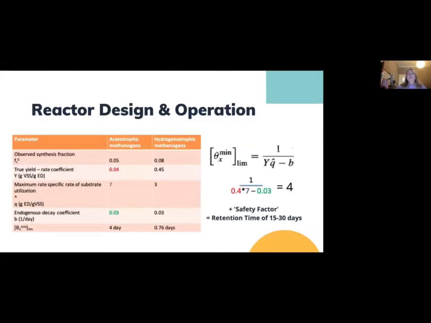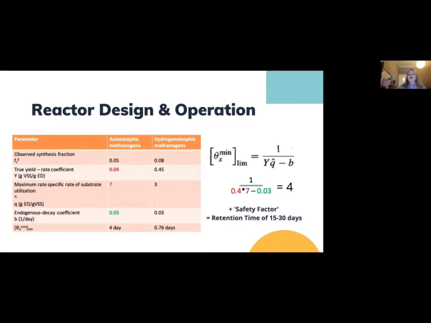Biomass growth yield depends on the fraction of energy that's available for cell synthesis. So if we want to gear a reactor towards optimum methane production, we need to consider the acetotrophic and hydrogenotrophic methanogens. These are whether they produce methane from acetate or from hydrogen and carbon dioxide.